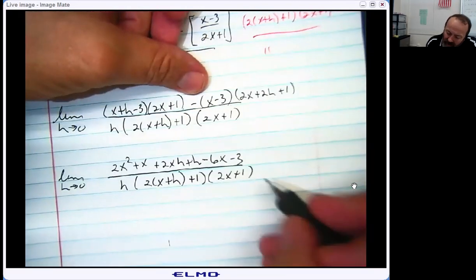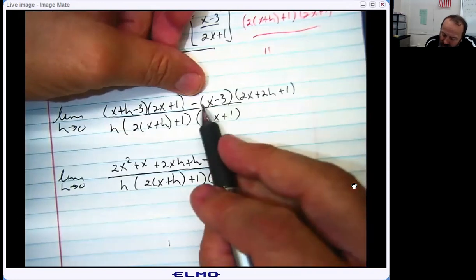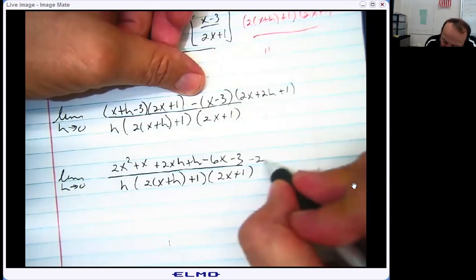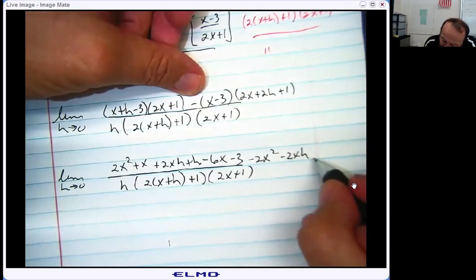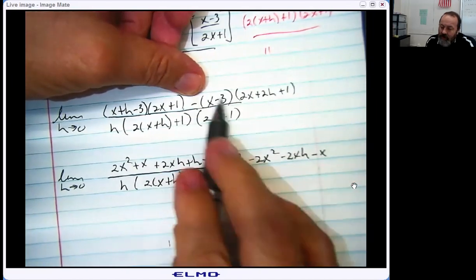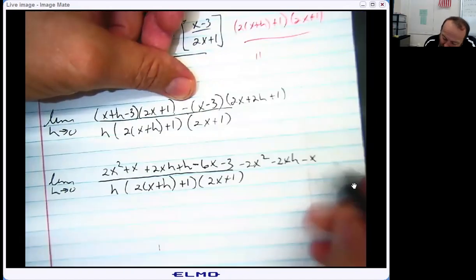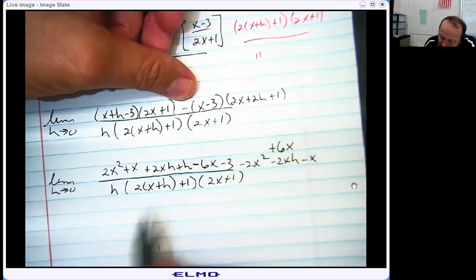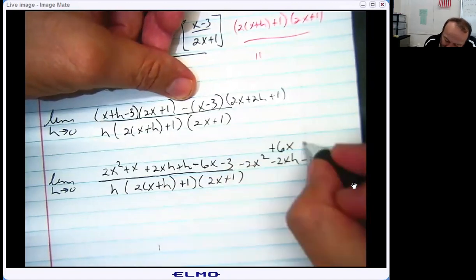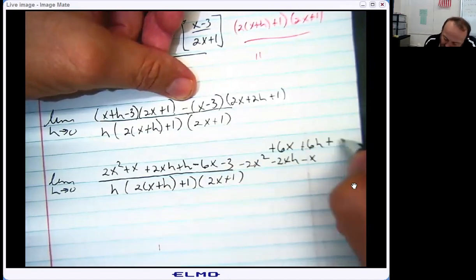And then I need to come over to here, and I'm going to distribute the negative x, which is a negative 2x squared, a negative 2xh, and a negative x. And then I'm going to distribute the positive 3. So I'm running out of room again. The positive 3 would be positive 6x, the positive 3 would be positive 6h, and the positive 3.